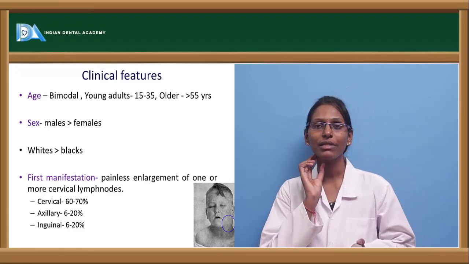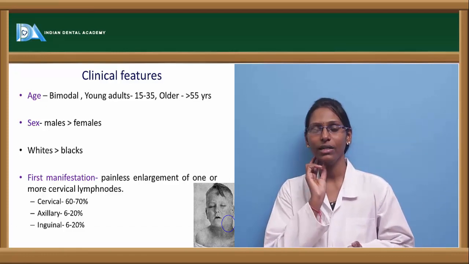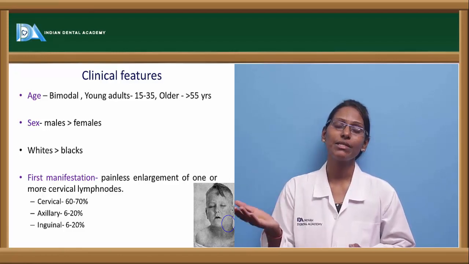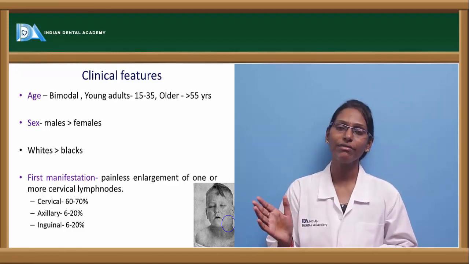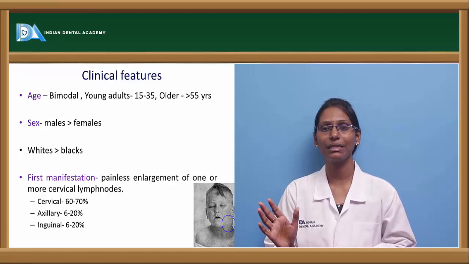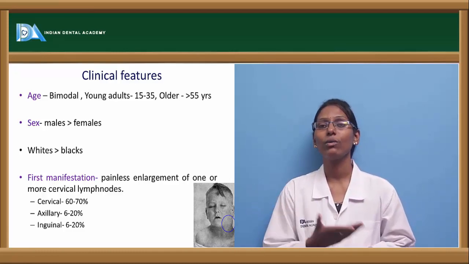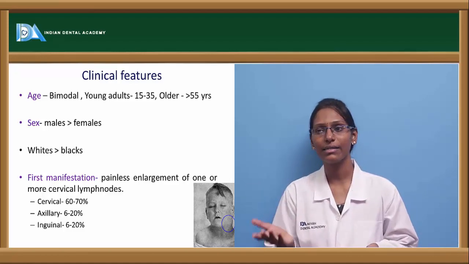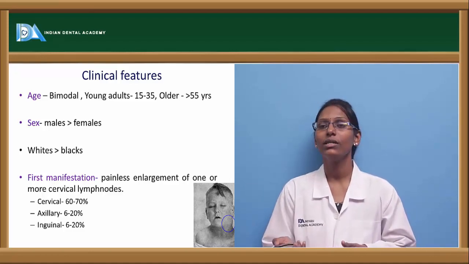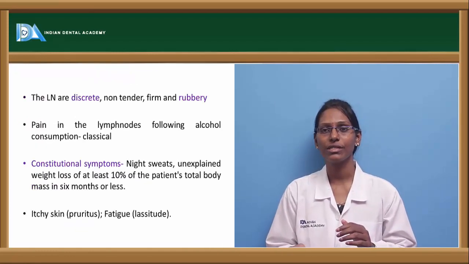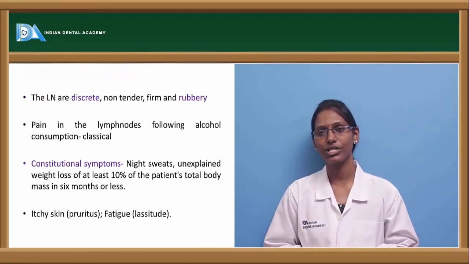Patients usually come with lumps like cervical lymph nodes and axillary lymph nodes. Cervical lymphadenopathy is seen in about 60 to 70% of patients, axillary lymphadenopathy in 6 to 20%, and inguinal lymphadenopathy again in 6 to 20% of patients. There will be painless enlargement of lymph nodes in Hodgkin's lymphoma.